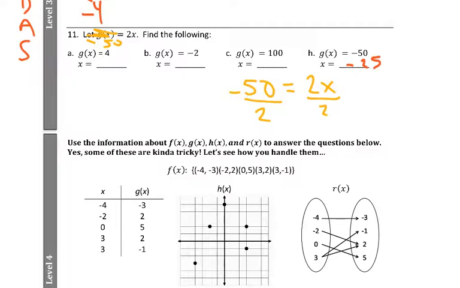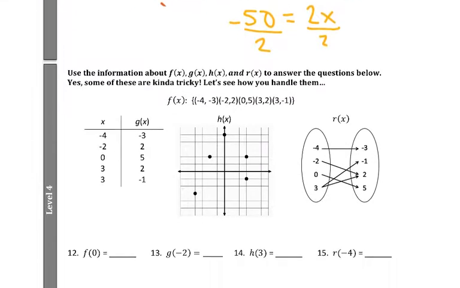And you can always go through and double check that. Is it true that g of negative 25 equals negative 50? Well, let's double check. I'm going to plug it in. And 2 times negative 25 is negative 50. So yeah, if I really want to get a negative 50 out of my machine, I need to put a negative 25 into the machine.